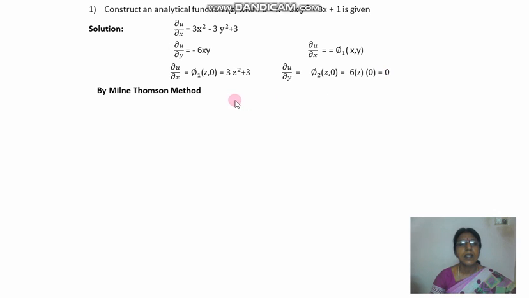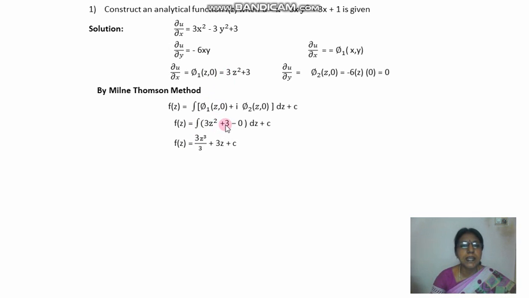Totally it is 0. Now by Milne-Thomson method, this is the formula, equation 1. Substitute here pi 1 of z0, which is 3z square plus 3, minus I into pi 2 of z0, which is 0. So there is no need to write that, plus c. What is the integration of this? 3 into z cube by 3, z square integration, and 3 dz means 3z plus c. So this is the required function. So remember, substitute pi 1 of z0 and pi 2 of z0 in this formula, and on integration you get f of z. Okay.